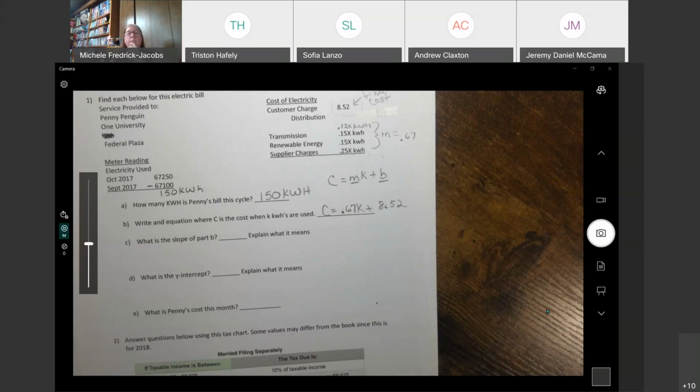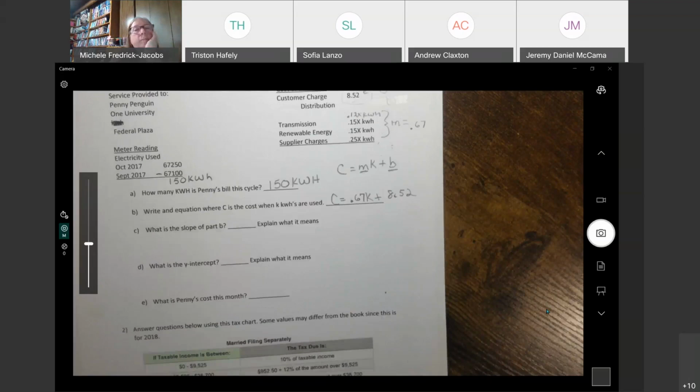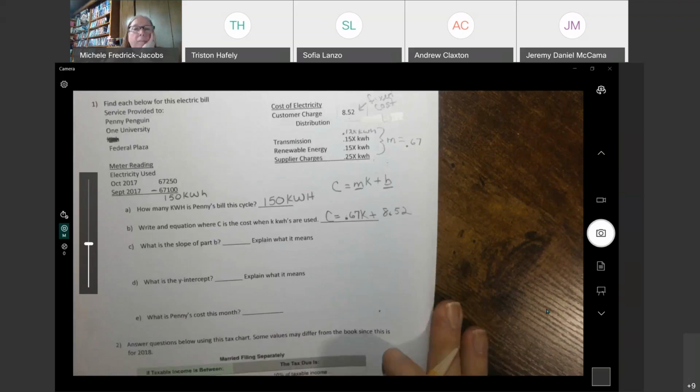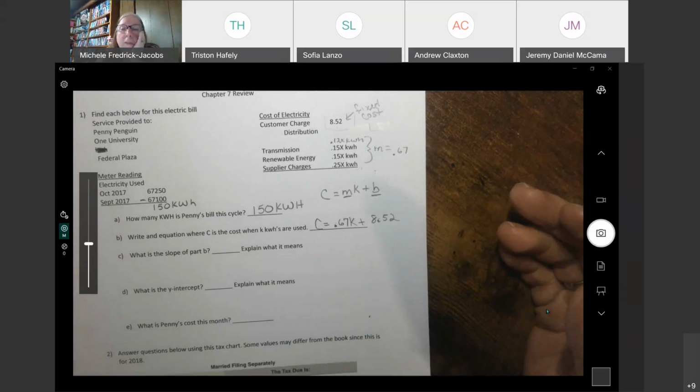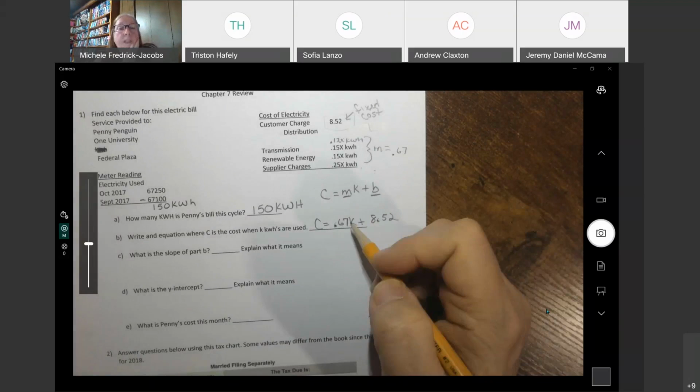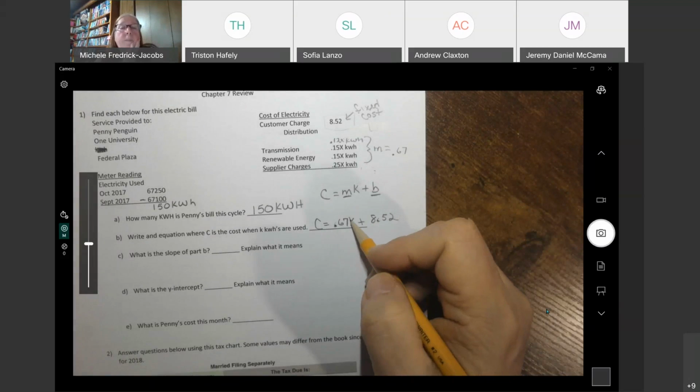Wait. So, in hopes of understanding how an electric bill works, seeing that we got 0.67, would x have to equal 1 in order for us to get the 8.52 charge? At least one, yes. Or no.